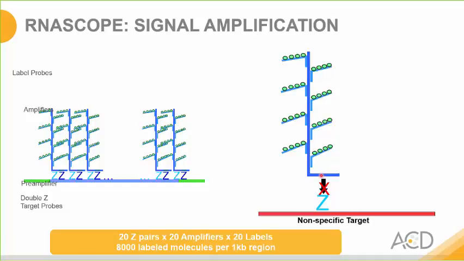And no signal will be generated. Overall, for a 1 kilobase target region, the amplification strategy has the potential to recruit approximately 8,000 labeled molecules, which is equivalent to the product of 20 of these double Z pairs multiplied by 20 amplifiers per pair with 20 labels per amplifier.